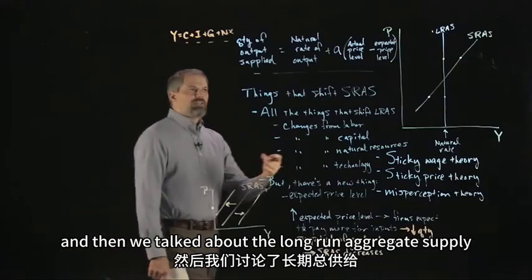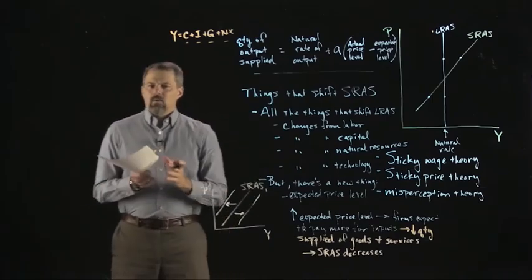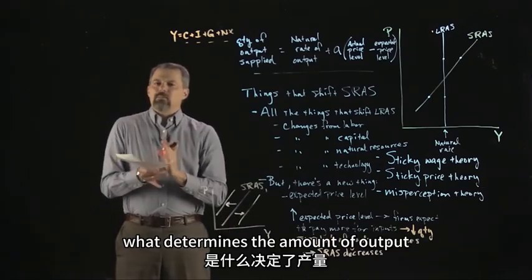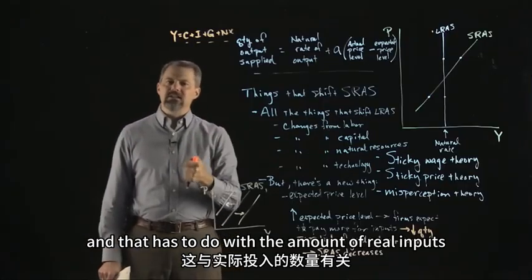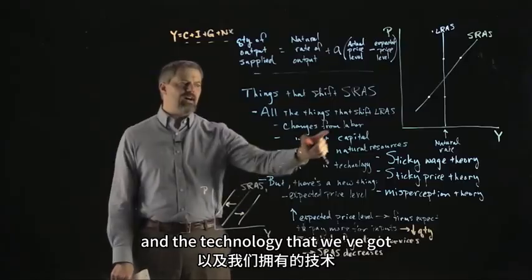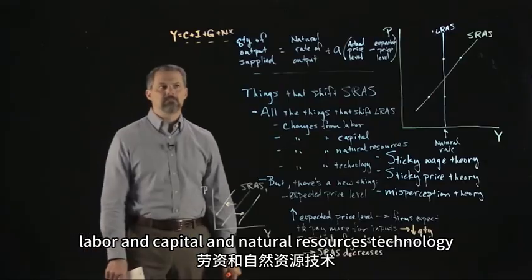And then we talked about the long-run aggregate supply. What determines the amount of output we can produce in the long run? That has to do with the amount of real inputs and the technology that we've got. Labor and capital and natural resources, technology.